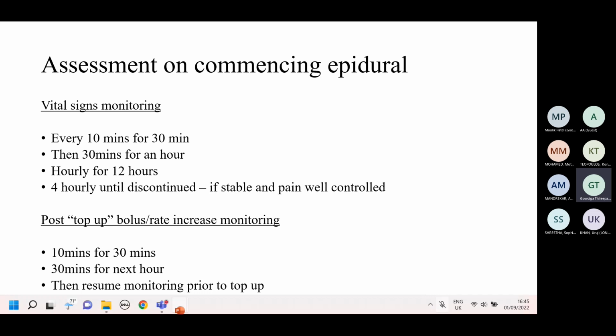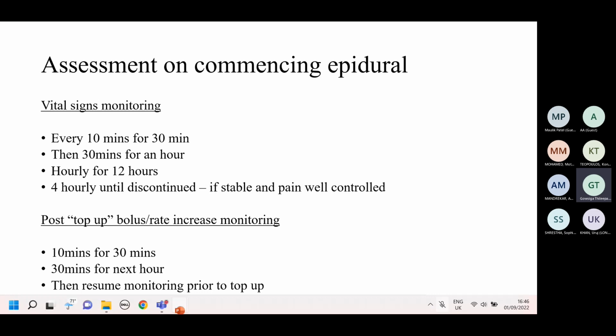A common thing when you commence an epidural: vital signs should be monitored and the motor block should be recorded according to the Bromage scale. Vital signs should be monitored by trained staff every 10 minutes for 30 minutes, then every 30 minutes for 1 hour, and then hourly for 12 hours.